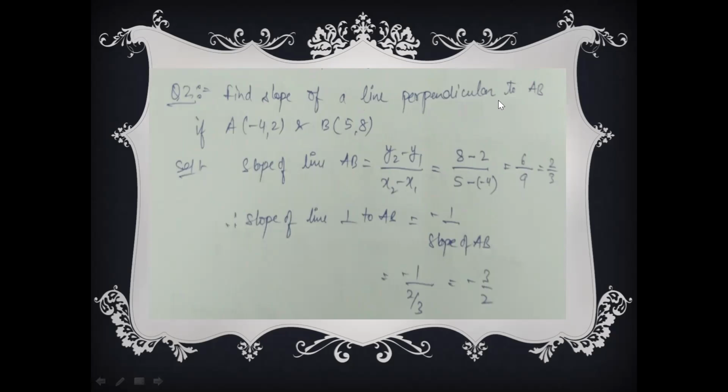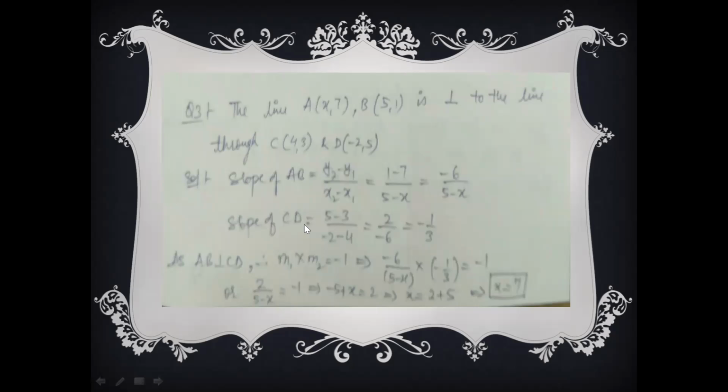But we need to find the slope of a line which is perpendicular to AB. So the slope of a line perpendicular to AB will be minus 1 upon the slope of AB, the negative reciprocal. So if it is 2 by 3, the slope of a line perpendicular to this will be minus 3 by 2. Simply we can directly write it down like this, right?